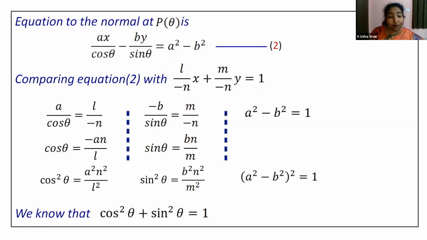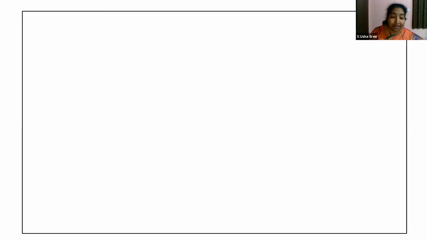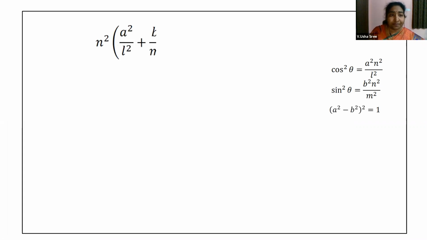Now, we will go for addition of these two terms, children, and we will equate it to 1. What are the terms we have? a²n²/l² + b²n²/m², isn't it? So when you add, look at this, these are the two terms. Just observe both the terms have got n², so we are taking n² out. Then you will have a²/l² + b²/m². Now this should be equal to 1. But what is the value of 1? We got it as (a² − b²)². So we will just substitute that.